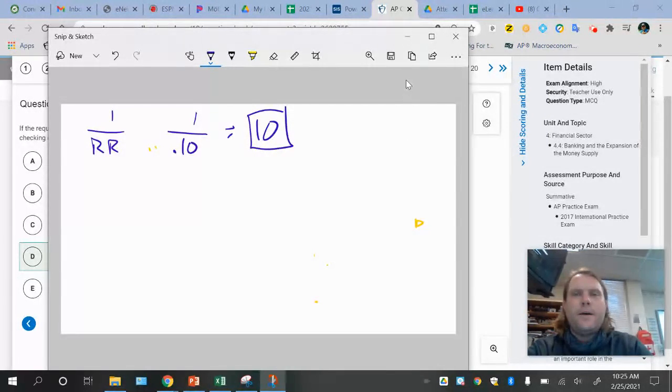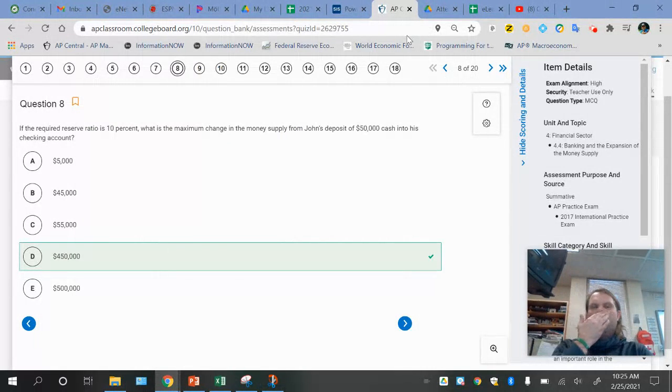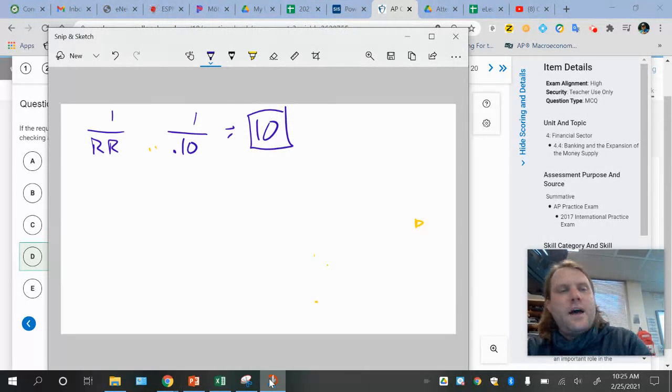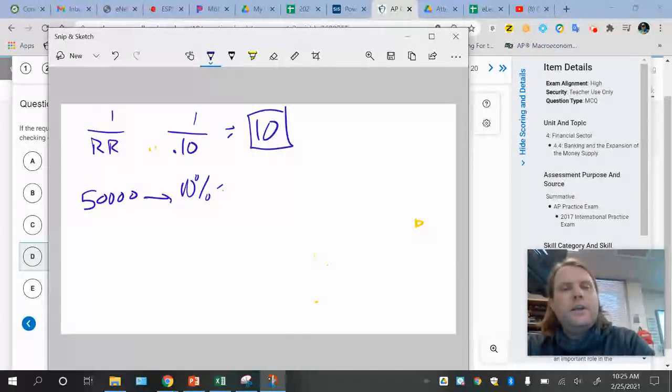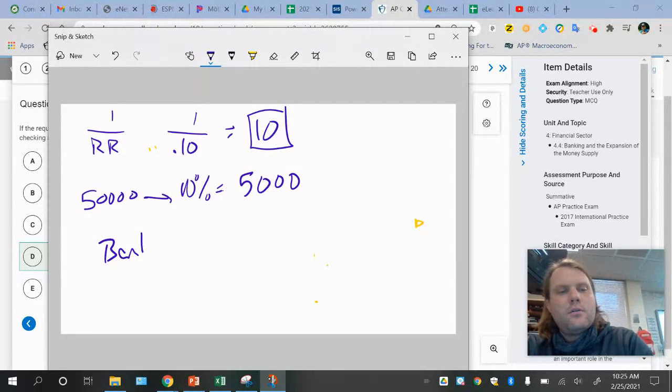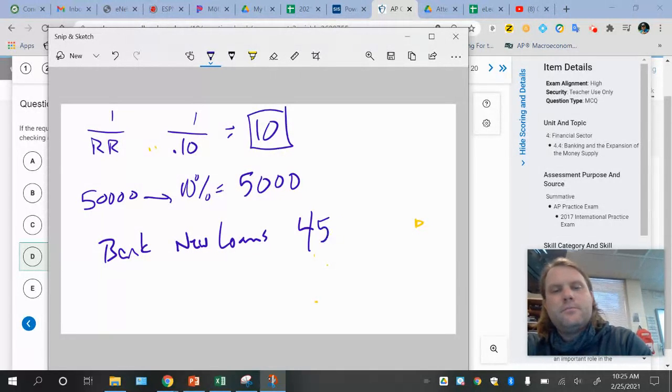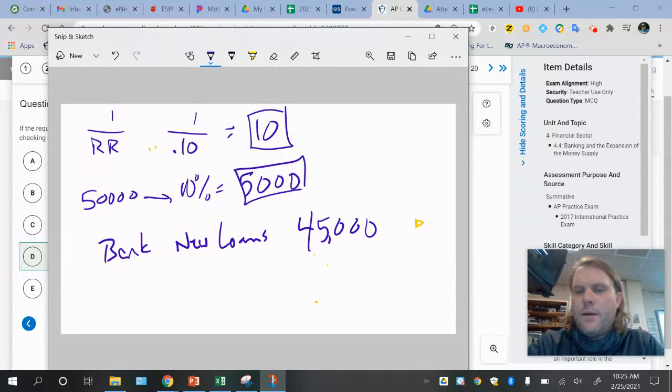All right, let's not forget that. Now we're going to use that percentage again here in a second, because I just had this person, John, deposit 50,000. So of that 50,000, 10% equals 5,000, which means that the bank can make new loans of 45,000. Right? It's still got to keep this 5,000 in reserve. It can't loan that money out.